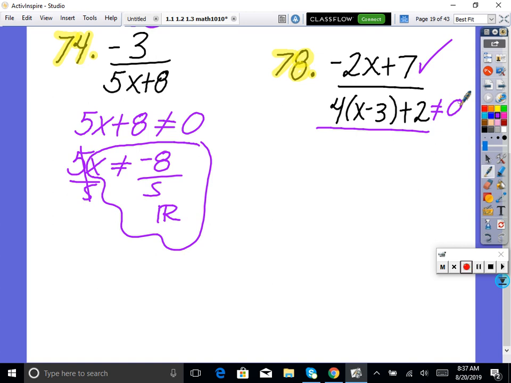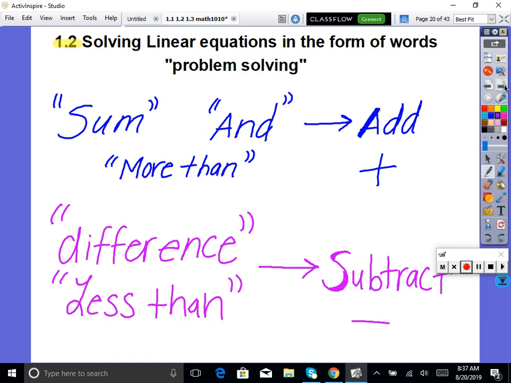This is, for right now, all we have to worry about for domain. We'll do more types of domains in the future, but for right now, they're seeing if you know how to do the domain when dealing with a fraction, when the denominator has a variable. Okay, awesome. Do I have to go through this one or can we go on? Okay, moving on.